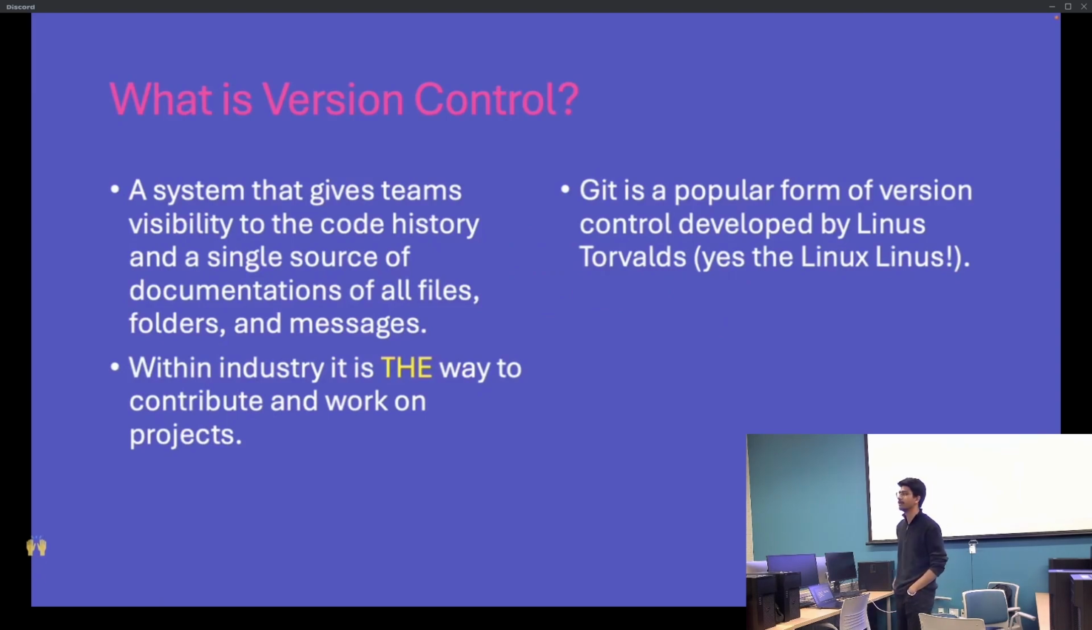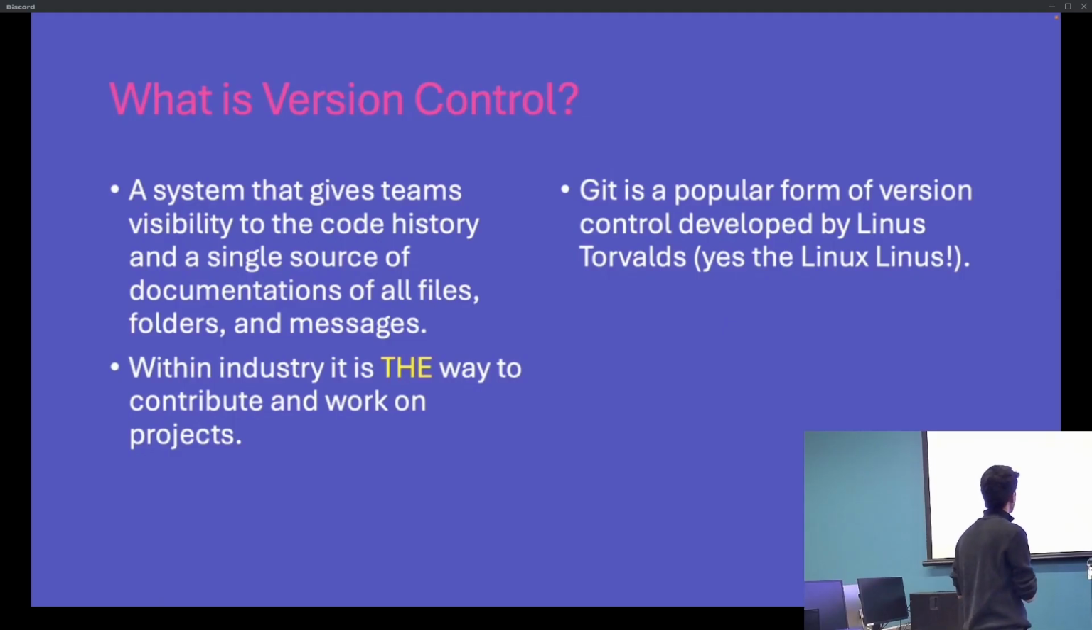All right, so for the people that are familiar with Git, do you understand what version control is, to a general degree? I can talk about it a little bit. So version control is practically a system. It's used to give teams visibility to the code history. When you're working on a large-scale project, you'll go through multiple changes. With a version control system, you can monitor and easily access that whole code history to see all your changes. It's a single source of documentation, so it's a great way to see your changes and have a good idea of what you've worked on, what you need to work on, etc.